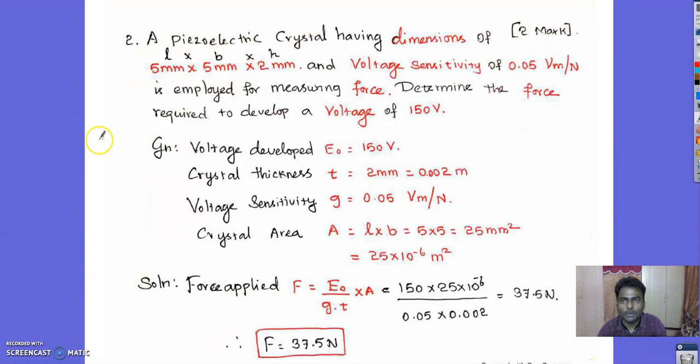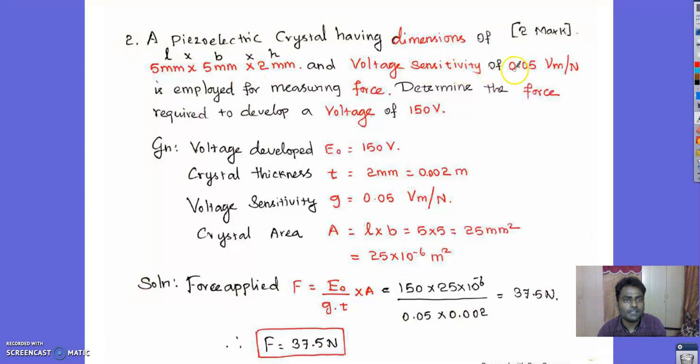And one more problem is also asked on the piezoelectric crystal. A piezoelectric crystal has a dimension of 5 millimeter into 5 millimeter into 2 millimeter. This shows the dimension length into breadth into height. Your height is nothing but thickness, so in order to substitute the value of thickness, you can use the height, that is 2 millimeter.